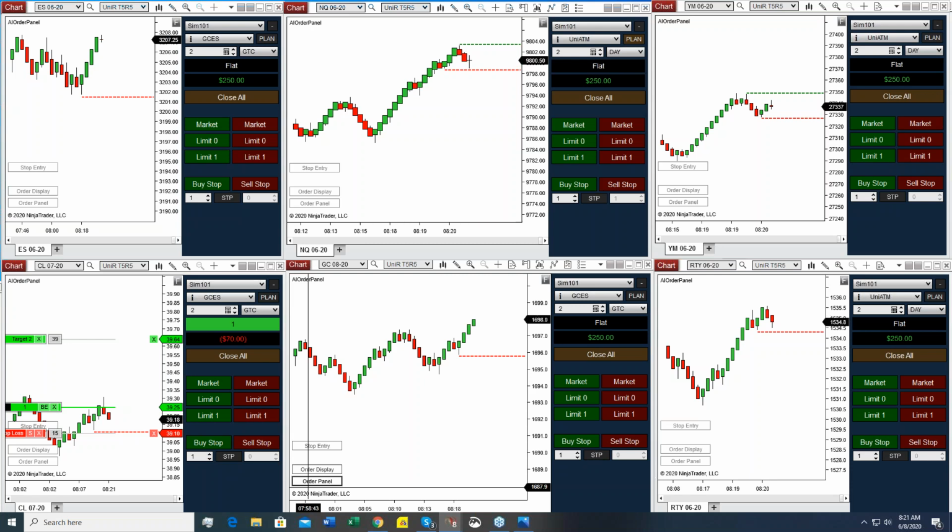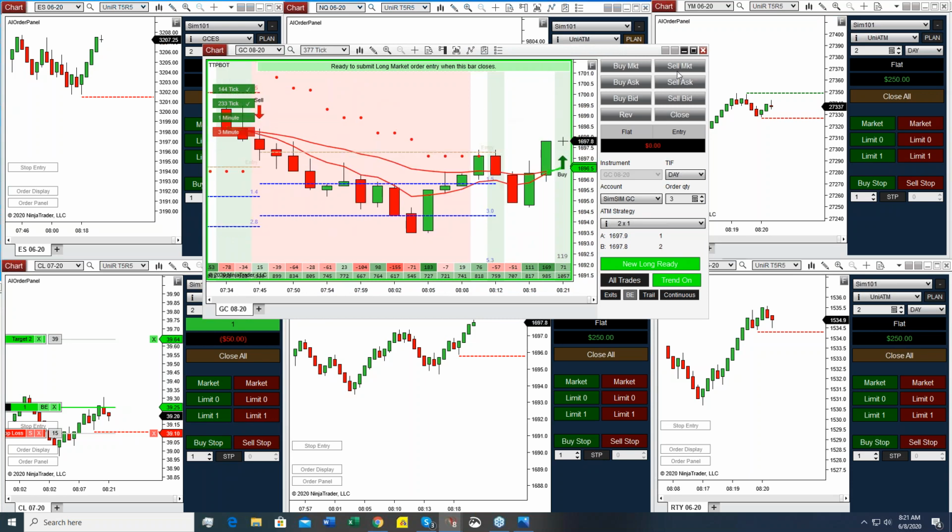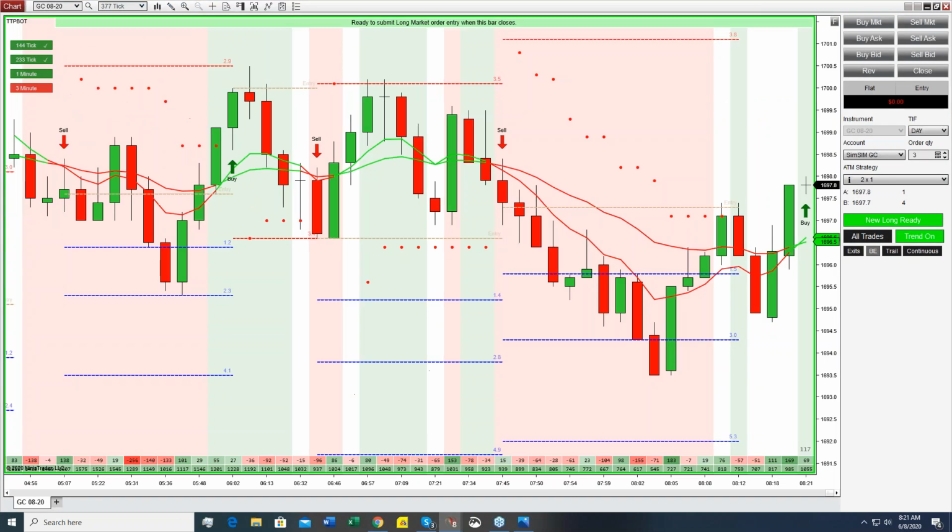I like gold longs, guys. It's going to fire long on the 377 tick on the robot. It's getting close. Gold is going to have to get through 98.6 or so. 98.6.